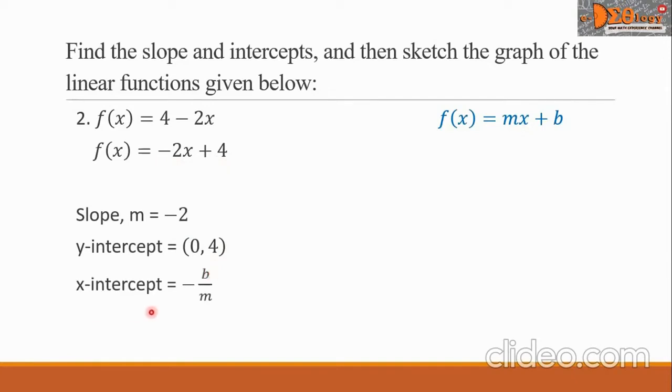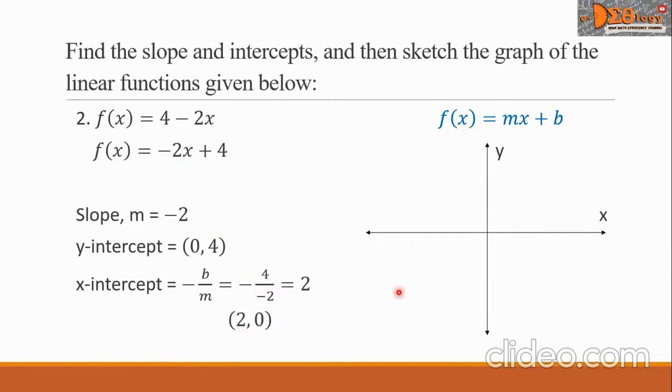Next is the x-intercept. We will follow the formula negative b over m. And substituting the values, this is equal to negative 4, that is the b, over the negative 2, which is the slope. And then we simplify, negative and negative becomes positive. 4 divided by 2 is equal to 2. Showing now the ordered pair of x-intercept, we have (2, 0).